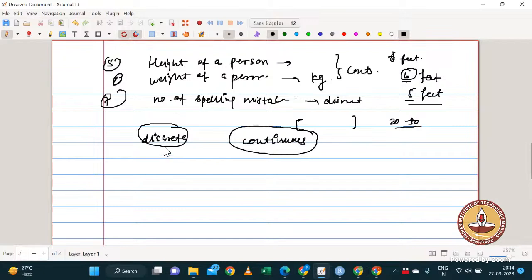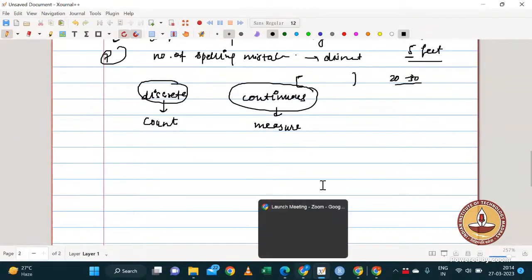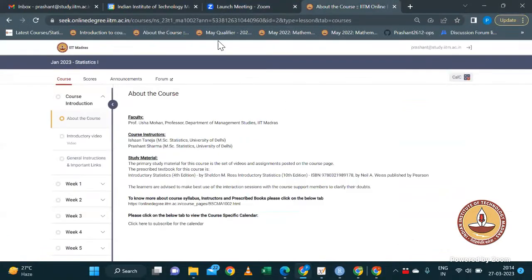You are right. But the basic difference is you have to be clear: in discrete data you have to count the thing, and in continuous you cannot count, you have to measure. There is measurement. Now is it okay? Yes, sir. Okay, great.